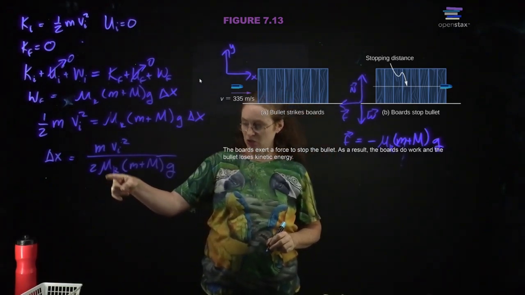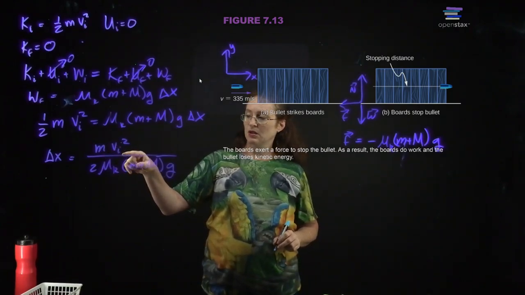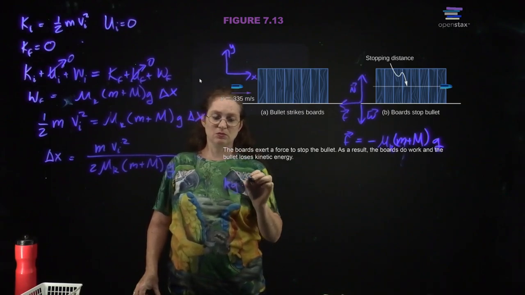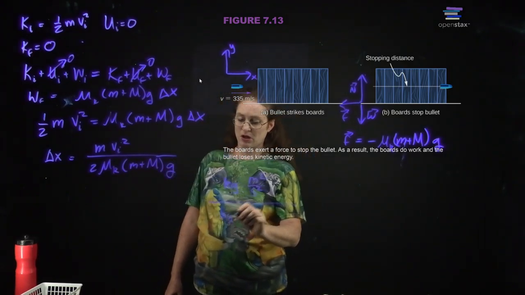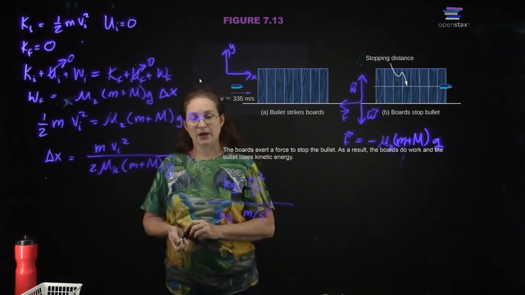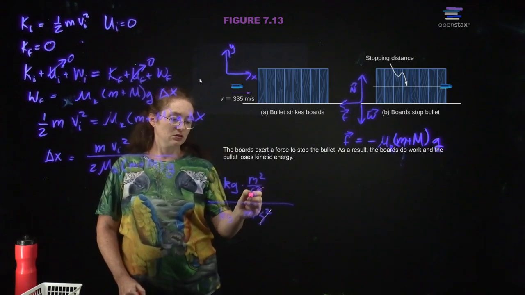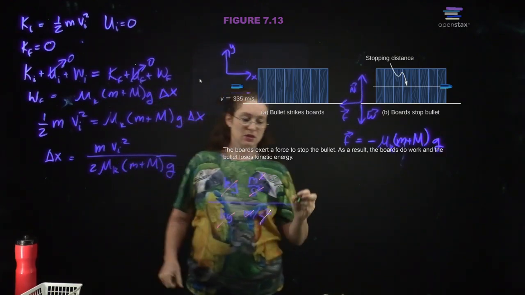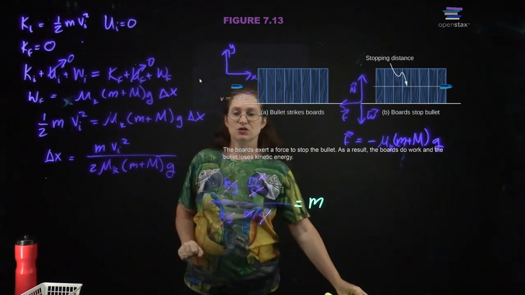Now we should double check units. Mu sub k is unitless. This has units of mass, and that has units of mass. So I have kilograms meters squared per second squared divided by kilograms meters per second squared. And here I can cancel out my units just as if I were working with an algebraic equation. I am left with units of meters, which is good, because a distance should have units of meters.